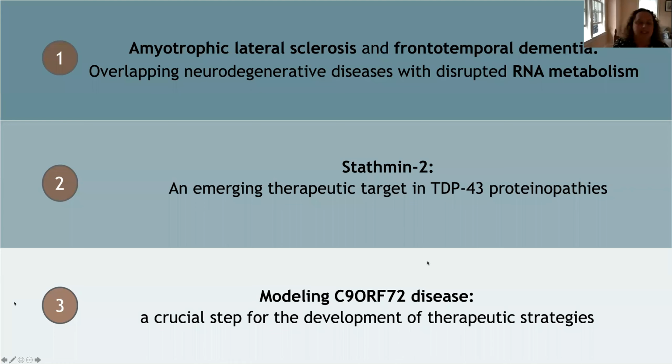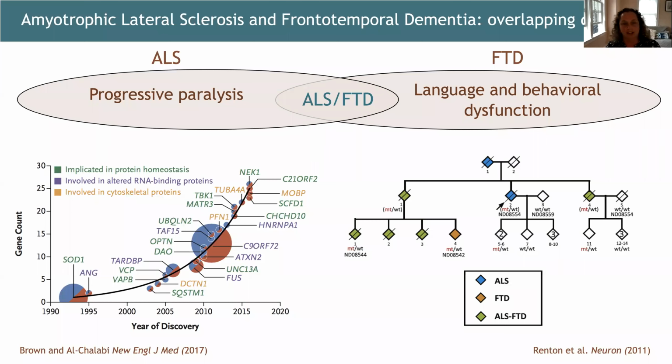Yes, I think. So for the third part, I'm going to focus on C9orf72, and that is a very, very interesting and very specific form of ALS and FTD. It was found in 2011, and as you can see on this graph, it's clearly the most frequent genetic cause for these conditions.